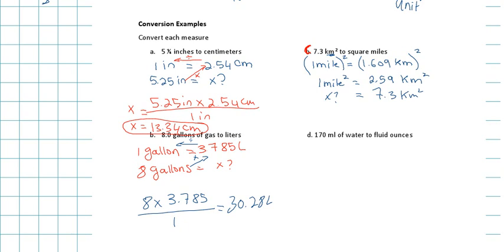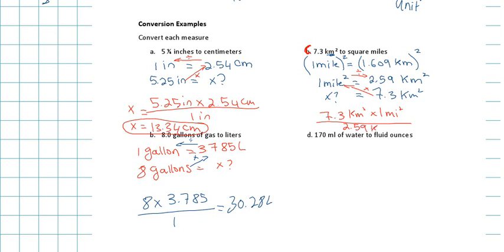So, I still have to cross multiply, and I still have to divide. It's just in the opposite direction. I always cross multiply the 2 numbers that I have and divide across. So that should be 7.3 kilometers squared times 1 mile squared divided by 2.59 kilometers squared.